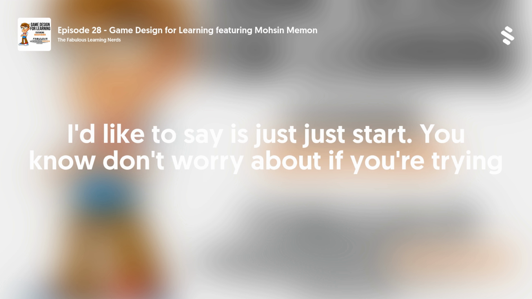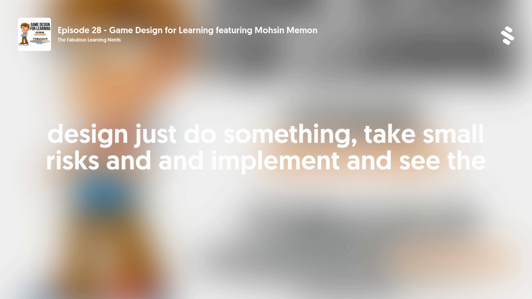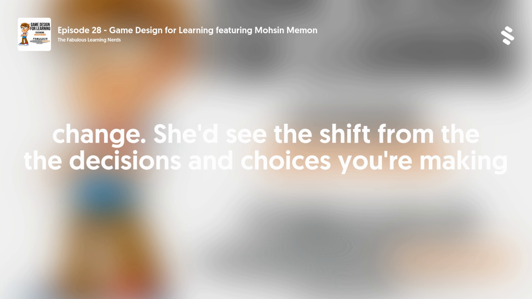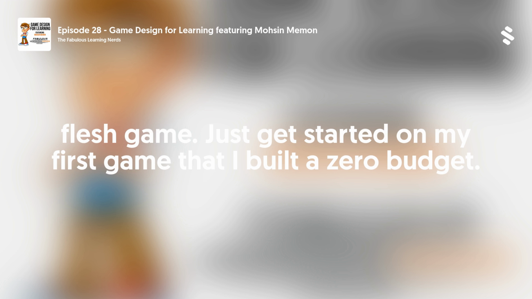The other thing I'd like to say is just start. Don't worry about whether you're trying to build a game or trying to use game elements in an existing learning design, just do something. Take small risks and implement it. See the shift from the decisions and choices you're making. But don't wait to build something that's going to be a full-fledged game. Just get started.